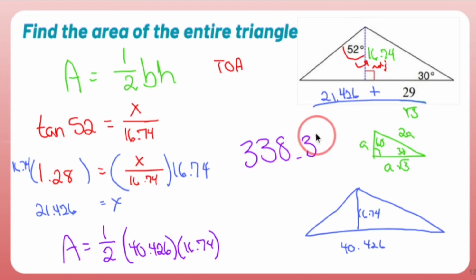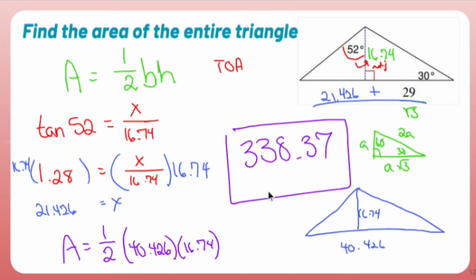338.365, so I'll call it 37. I don't have a unit, so I will call it square units. That's the area of this whole thing. Now, there's a way that you can do this a whole lot faster using a calculator and sine and stuff like that, but that's what I did here because that's what I was asked to do.